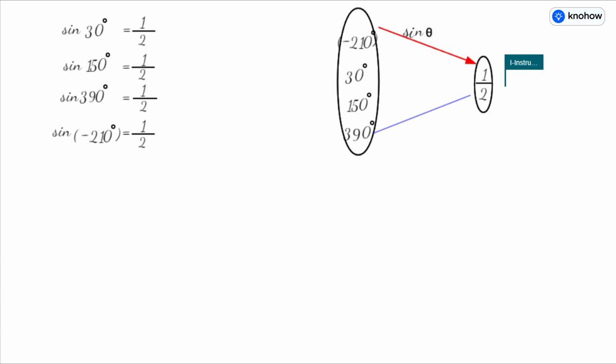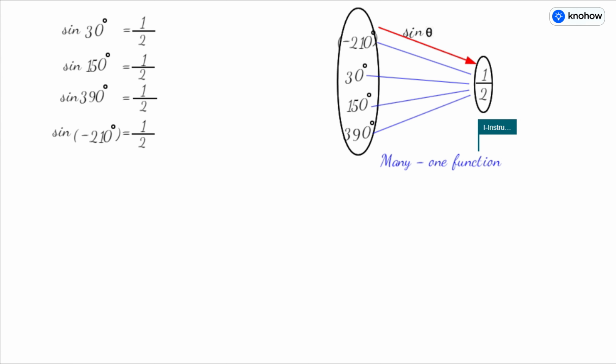So what kind of function is this? What do you call such kind of function? It is a many one function. For different angles, we may have the same value of sine theta, and similarly for other trigonometric functions.